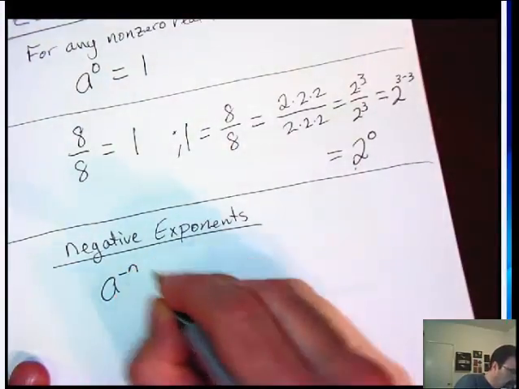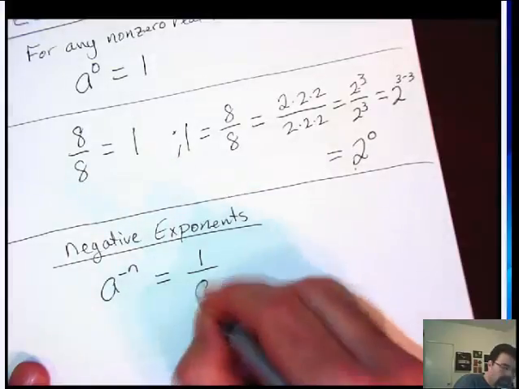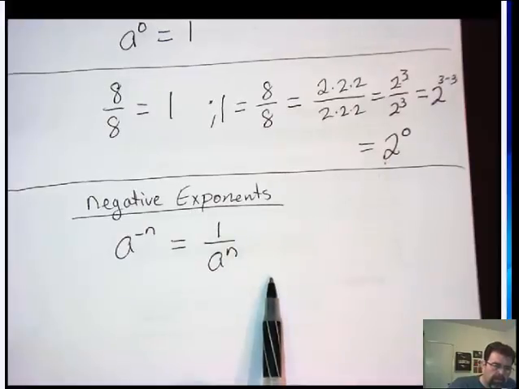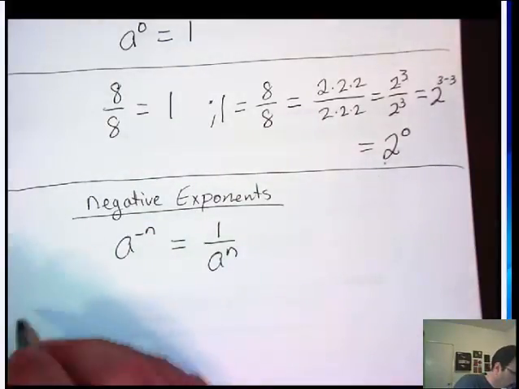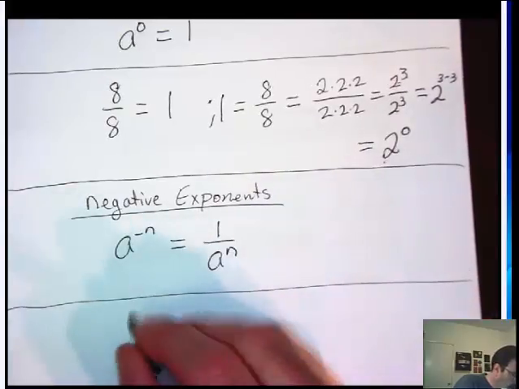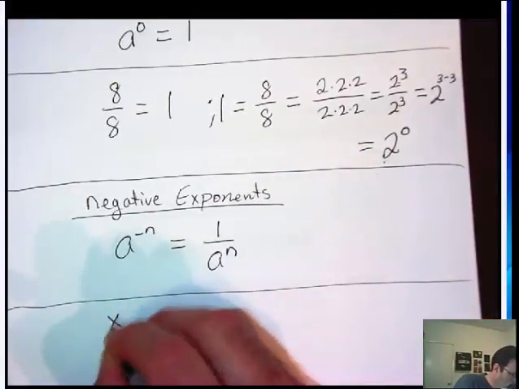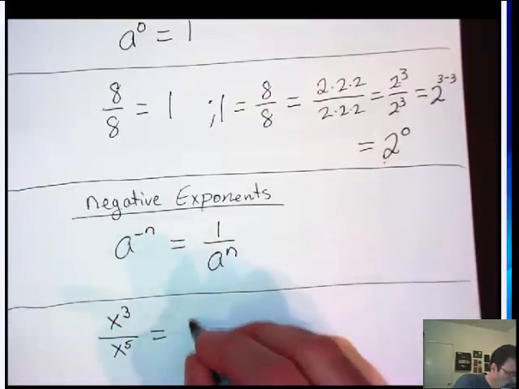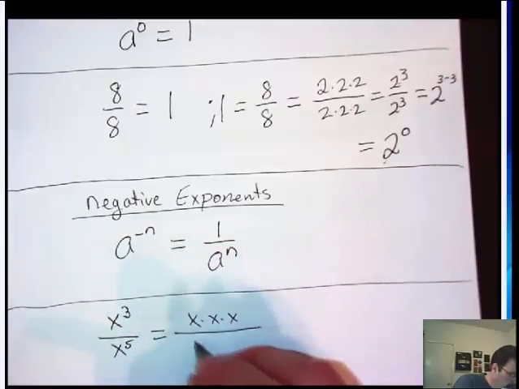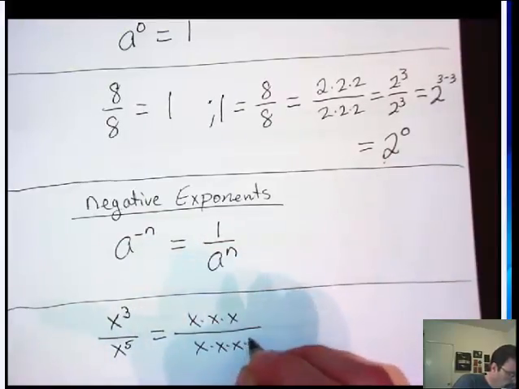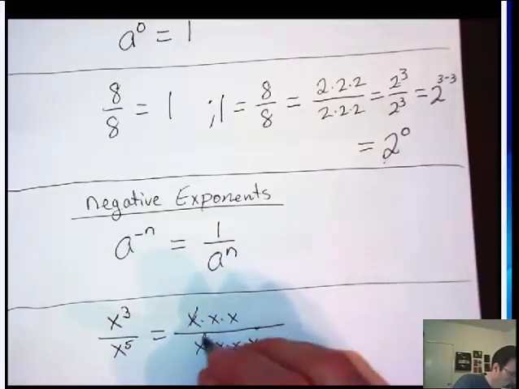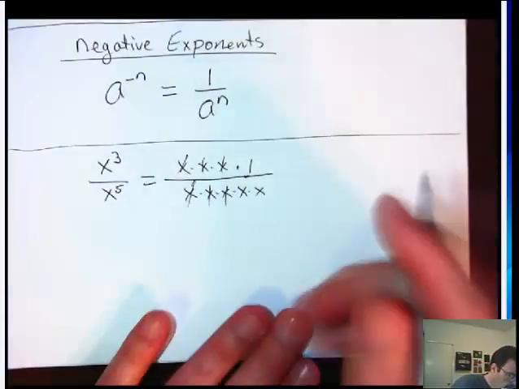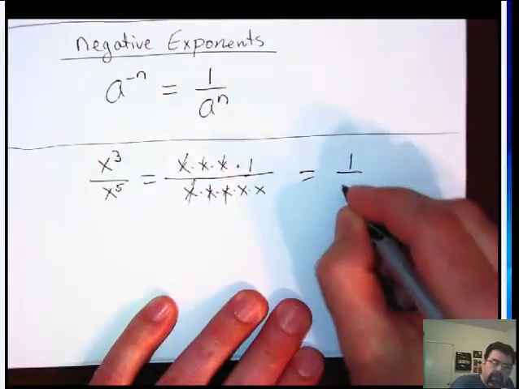A to the negative n is defined to be 1 over A to the n. And again, this is a consequence of the quotient rule too. If we look at it, think of it this way. If we go back to, say, x to the third over x to the fifth, and you have 3 x's on top, 5 on bottom, you cancel 1 for 1. We always know there's always a 1 there if everything cancels. So we get 1 over x squared.